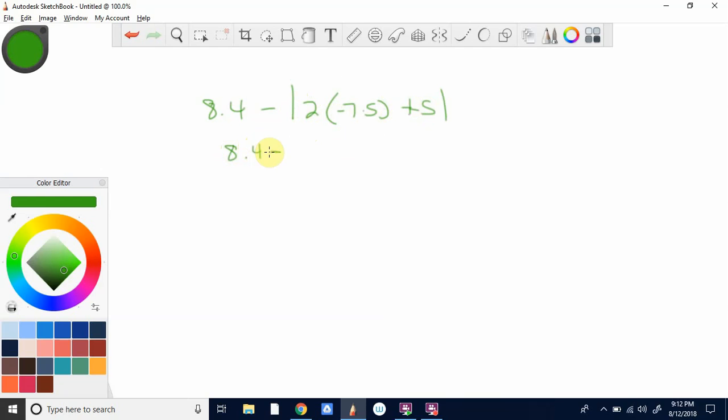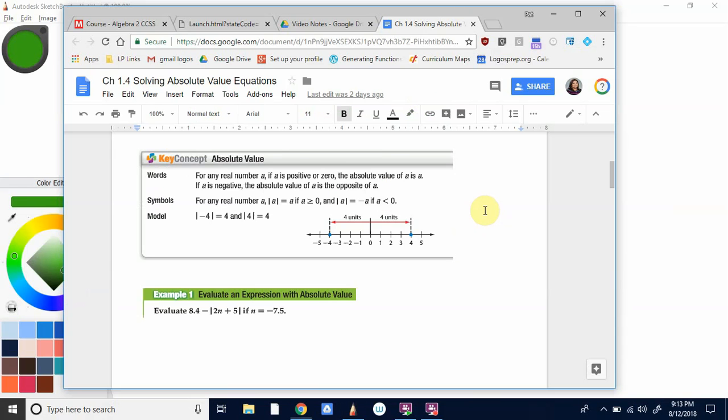So 8.4, this minus is outside, this becomes -15 plus 5, which is equal to 8.4 minus the absolute value of -10. So now we have to do the inside of the absolute value. We're not done. So now we can take the absolute value of -10, which is +10. We have 8.4 minus 10, which equals -1.6. So pause the video, try guided practice 1A and 1B on the next page, on page 2 of your video notes.